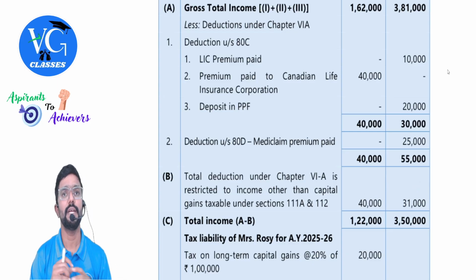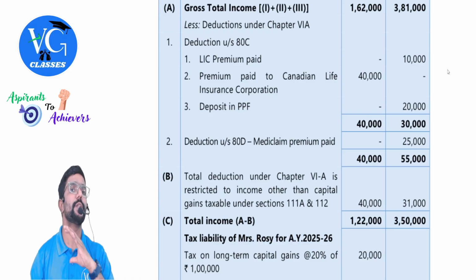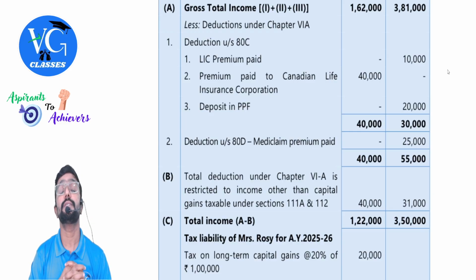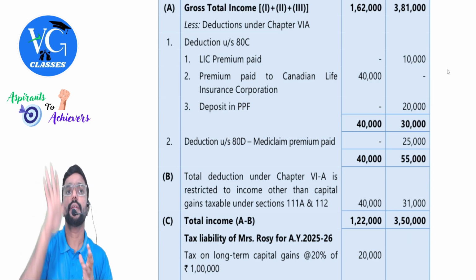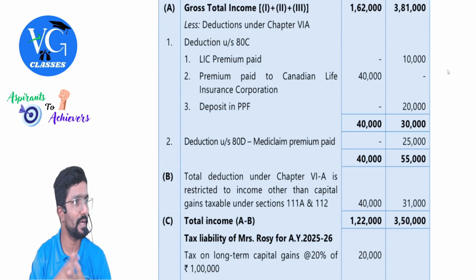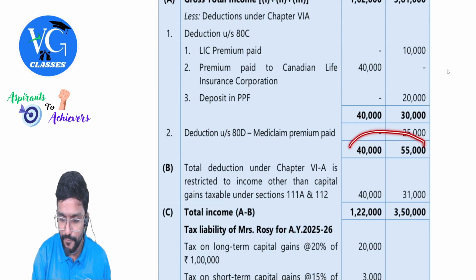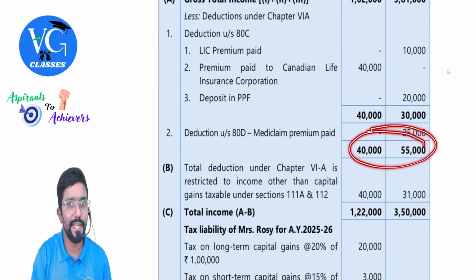One twist is there. Guys, Chapter 6A deductions cannot be claimed against special incomes. Special incomes means capital gain special income or casual income. Clear? Listen here. Now, total deductions is coming to how much, guys? 40 and 55.